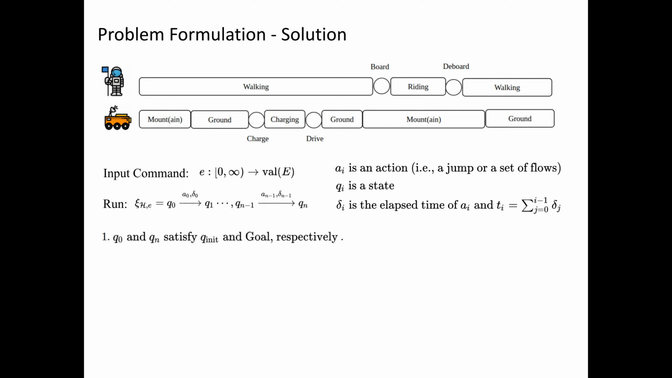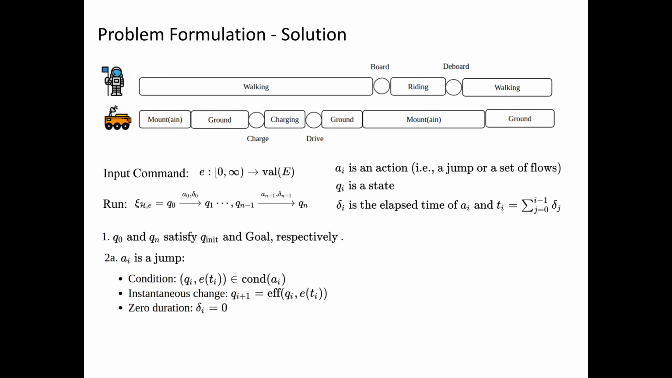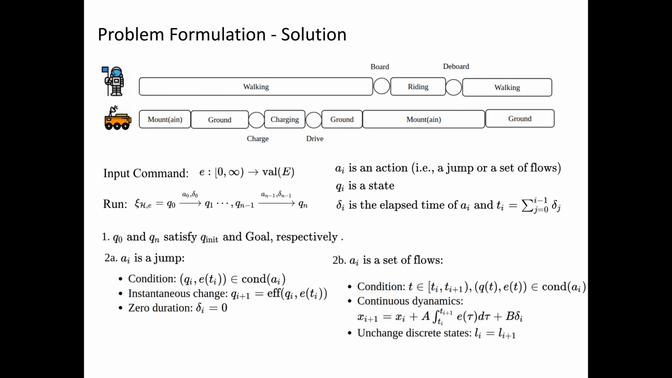A run is valid if it satisfies two requirements. First, the first state should be the initial state and the last state satisfies the goal. Second, for each action, if it's a jump, it should have zero duration. The jump condition should be satisfied by the last state, and the next state should respect the jump effect. For a set of flows, the condition should hold for the whole duration except the end of this action. The continuous variables should respect the dynamics and the given input command. In addition, the discrete state variables should remain the same. In this planning problem, we consider an objective of minimizing the total time.